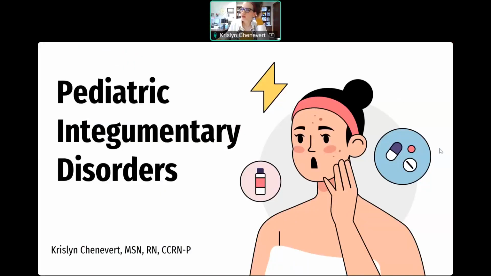All right, guys. So let's talk about pediatric integumentary. So we're talking about the skin, right? And a lot of this should be fundamental information and then review from fundamentals or maybe some second level. So it's typically lower level content.